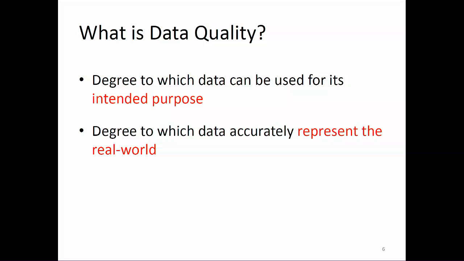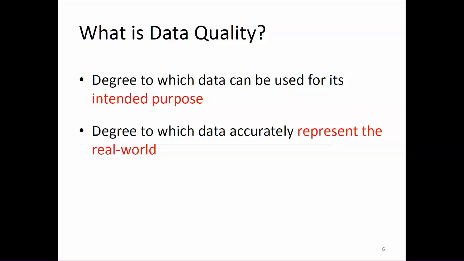And we know that for the same data, people can have different purposes, right? So if it's good for you, fine. Maybe I'm happy with some missing values. I don't mind, right? So it works for me. But for other people, maybe even one missing value is not acceptable.